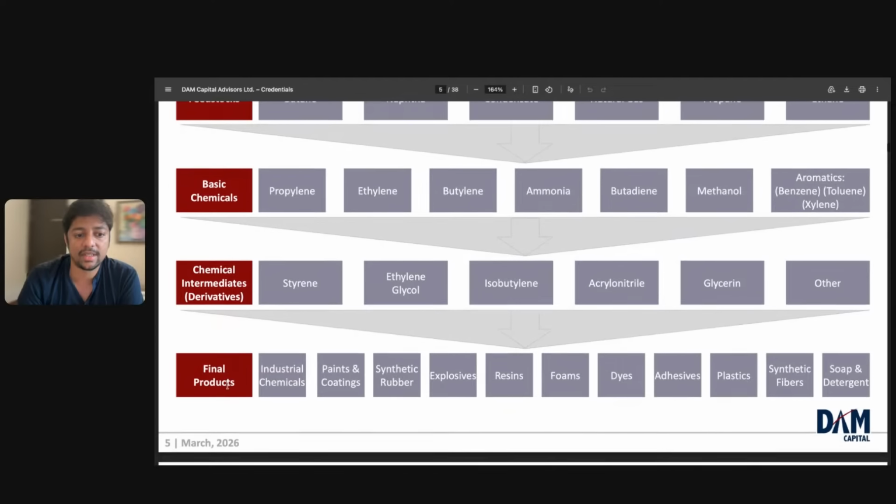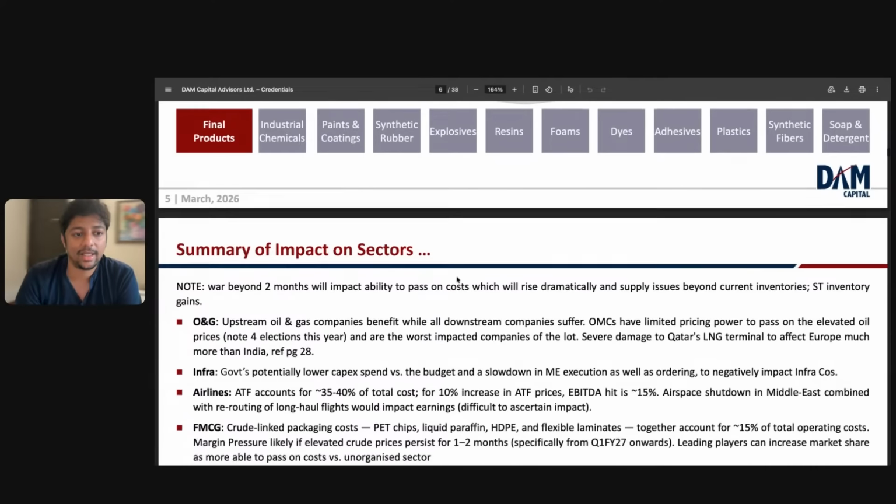And the final products are industrial chemicals, paints. Obviously, we know this: synthetic rubber, explosives, resins, foams, dyes, adhesives, your Fevicol, all of that, plastic, synthetic fibers, soap and detergent. All of these things become very expensive if oil as a natural product starts going up. And please understand, oil has doubled. Raw material has doubled. Companies can only take the margin hit up to a certain point. After that, they will pass it on to the end customer, and it'll be your headache, right?